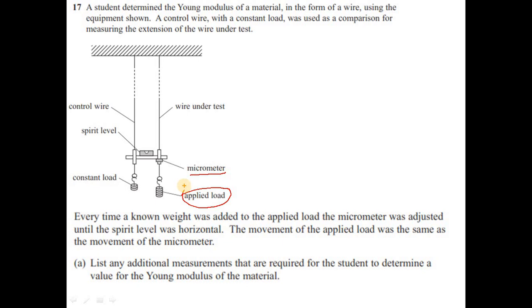So in this experiment we are measuring force applied here, and the micrometer is going to give us the extension, but for Young modulus we need two more additional measurements, which are the length and the area of cross section. So diameter and the original length. For area we need a diameter. So these are the two additional measurements.